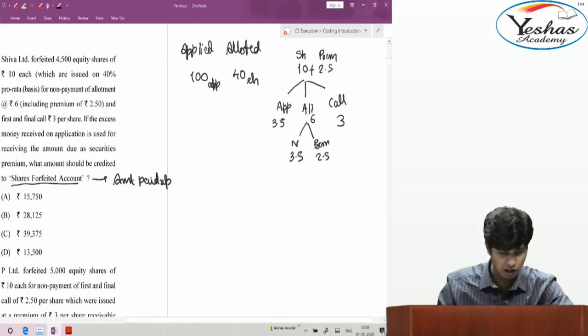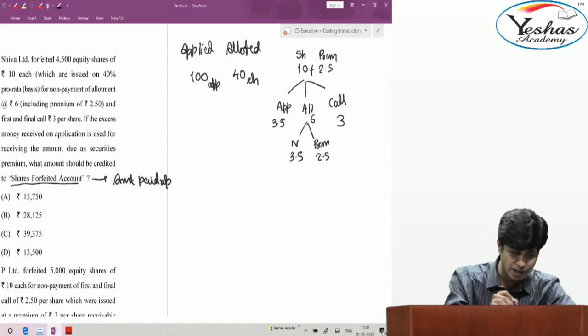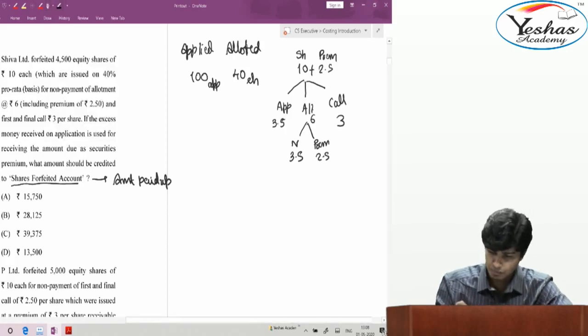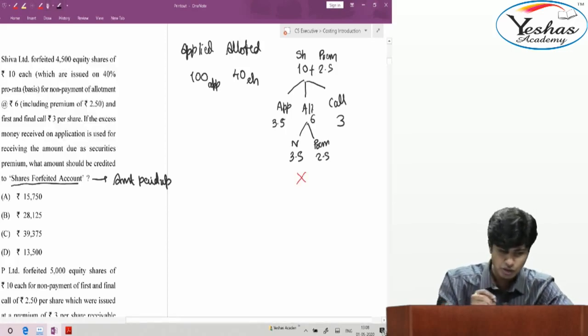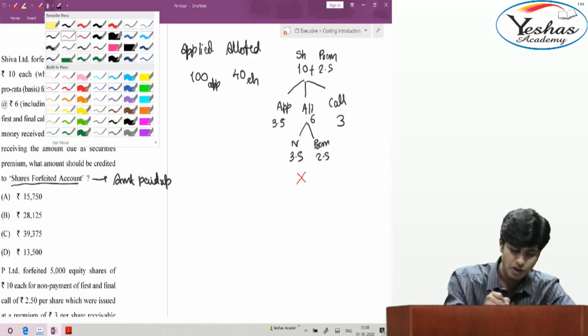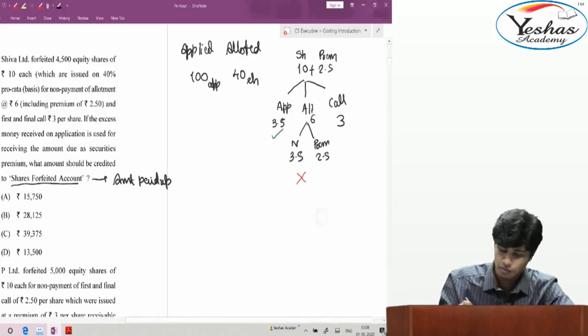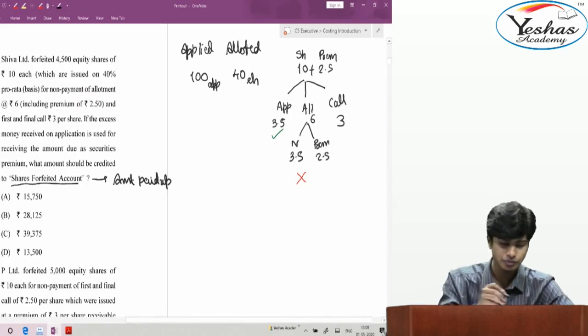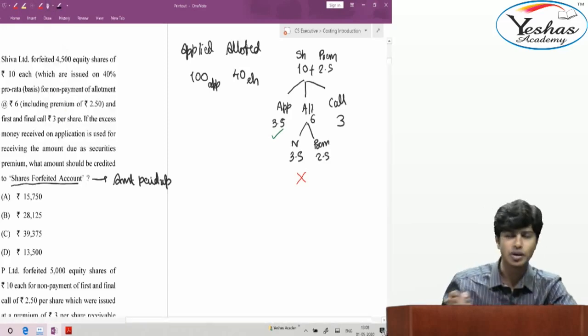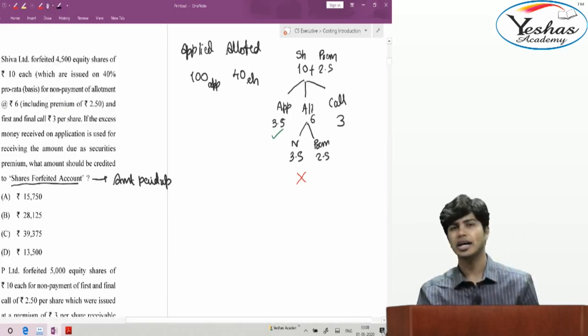Okay, what is happening in the question? He failed to pay the allotment money. Allotment money was not received. When only the allotment money is not received, will we further go to make a call? No. Only application money is received. So when you don't pay the allotment money, you will not ask them for the call money.